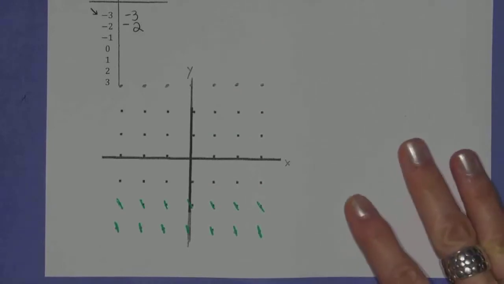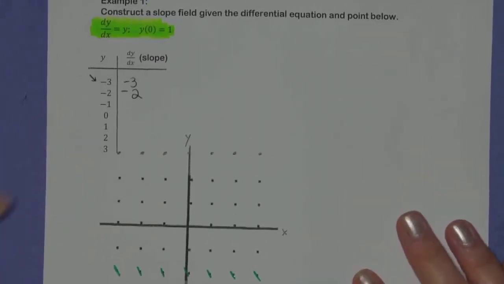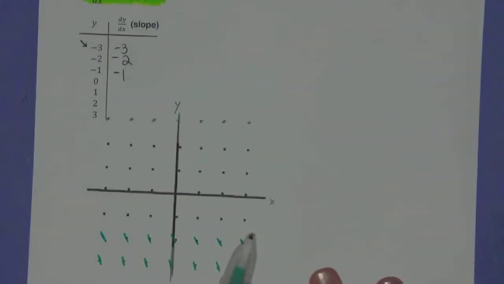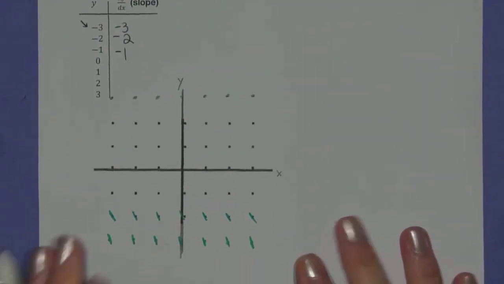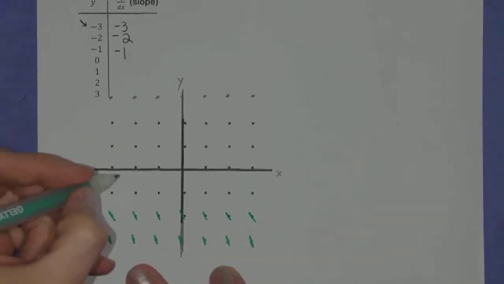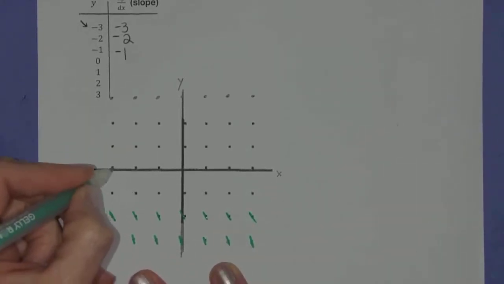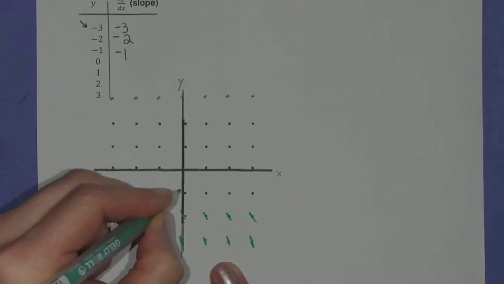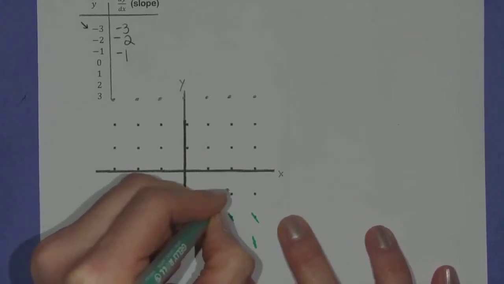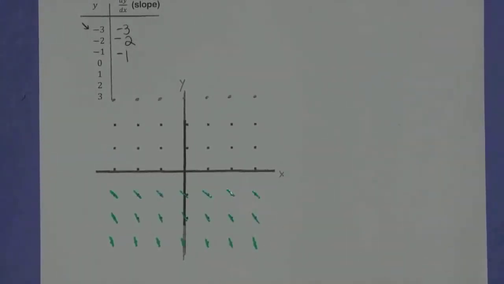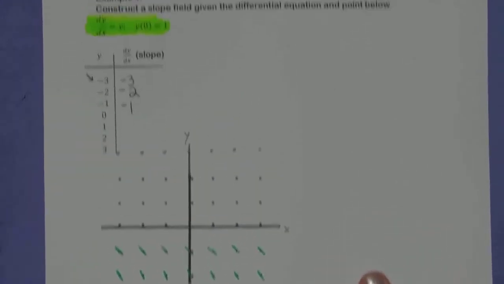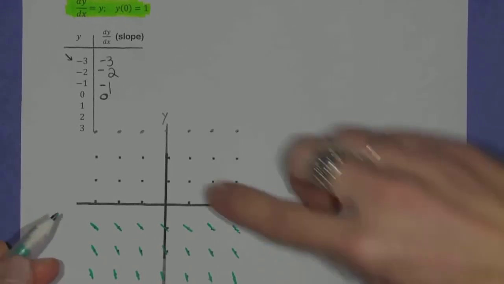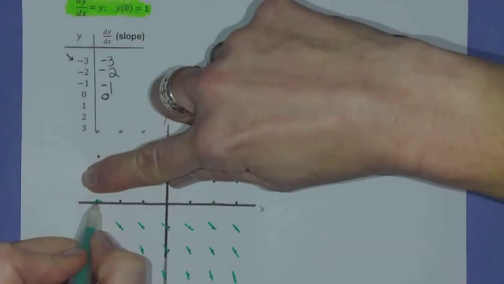Okay, and now -1. Well, when y is -1, dy/dx is -1. So now, across this horizontal line, y equals -1, I need slopes of -1. So let's see here. It'll be about there, there, there. Okay, see how they're getting less steep on the way up? 0 would be 0, and we know how to represent slopes of 0. We just go horizontal.